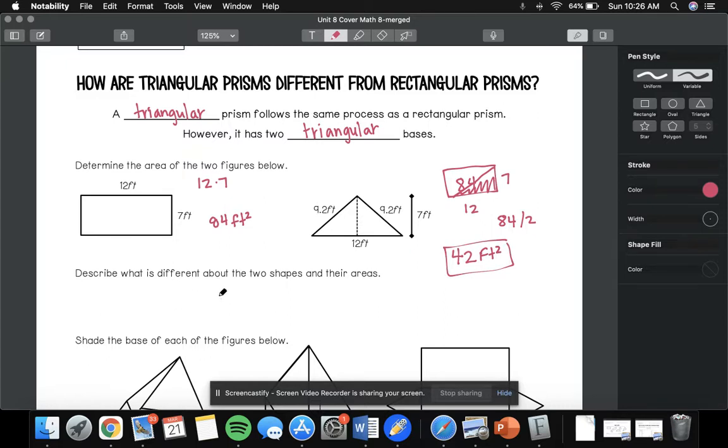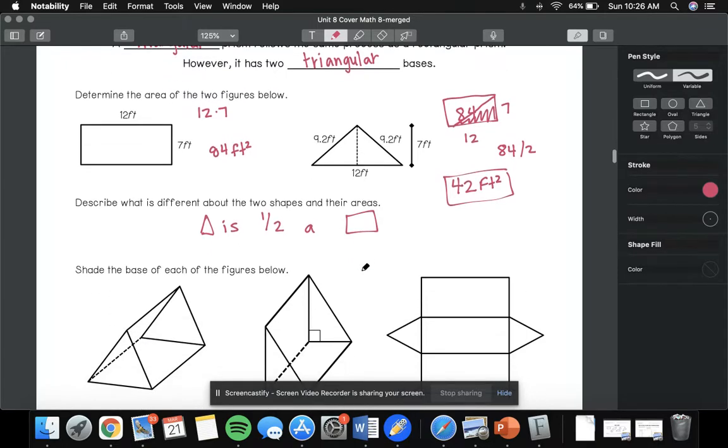Describe what is different about the two shapes in their area. Again, a triangle is half a rectangle. So we have to keep that in mind when we're finding area. If we're dealing with triangles, we have to cut it in half.